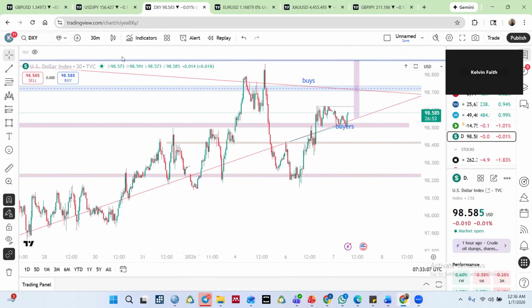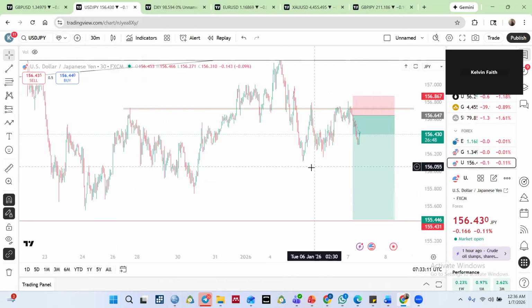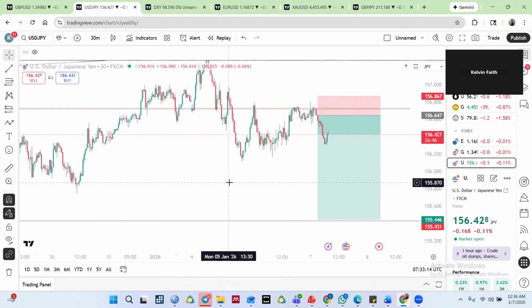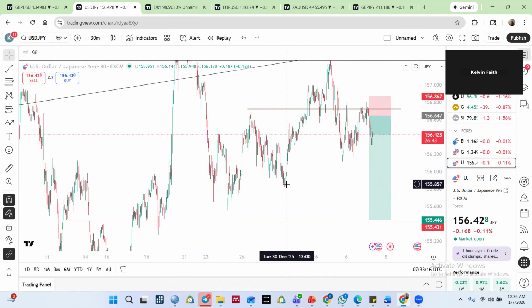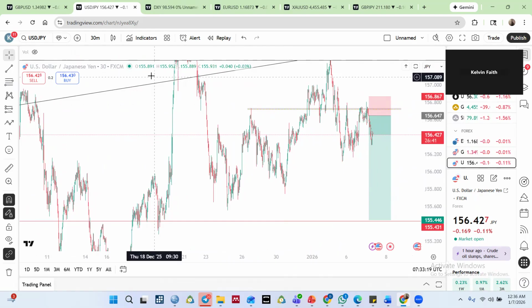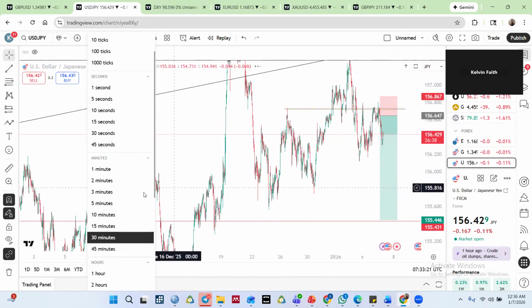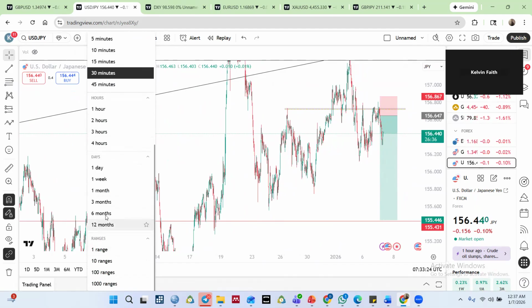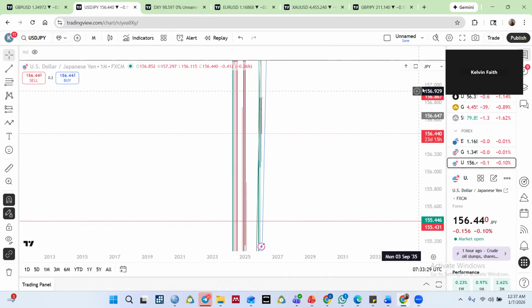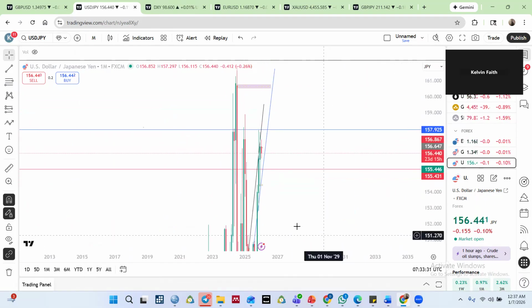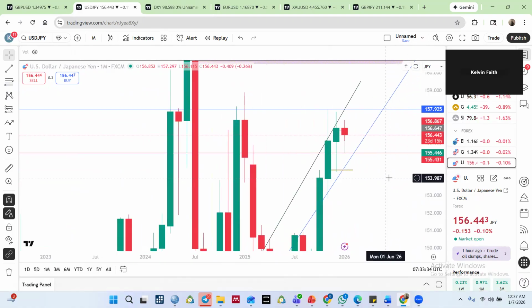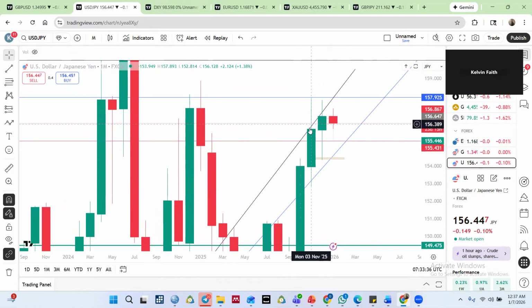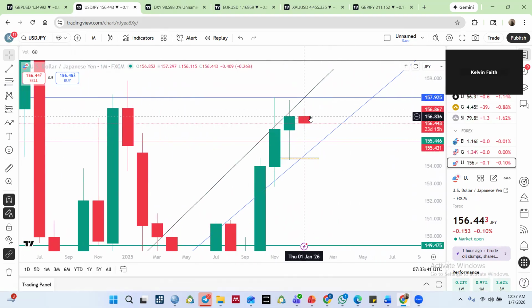So let me do a quick check-in on USDJPY. As you know, USDJPY. From the 1 month time frame, we can see that on the monthly we see some rejection, and we see this current candle pushed up and it's trying to drop.